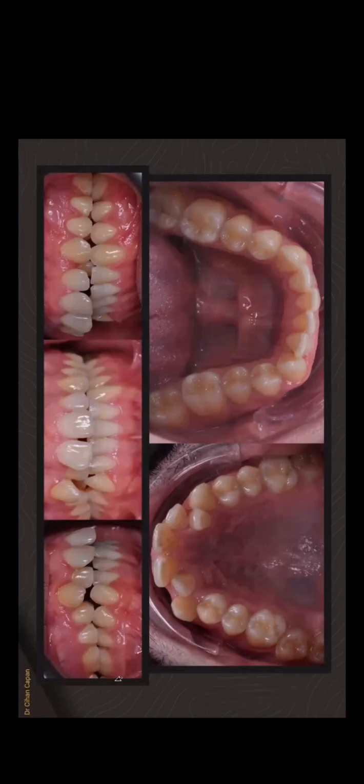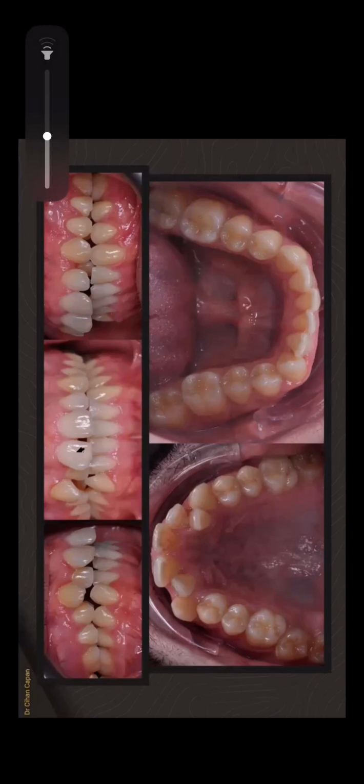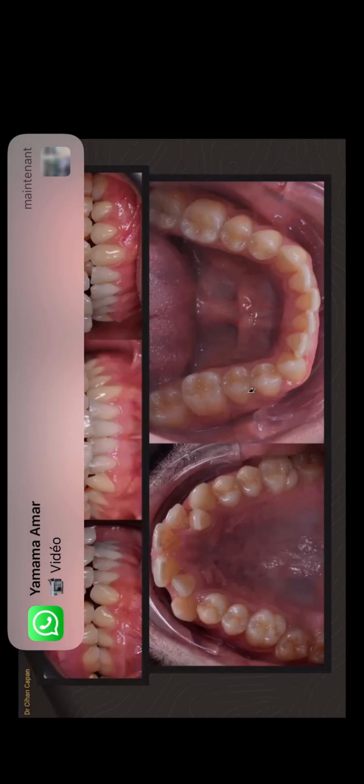So what we have here is a class 2 relationship on the molar, and the canine on the right side. And the canine is a little bit infrapositioned. We have proclined incisors, as you see, on the lower and upper. And there are midline discrepancies. We have an axial angle problem on the incisors, as you can see. And you can see the supernumerary lateral and the class 2 relationship of canine and molar on the left side again. So we have a narrow upper jaw and a slightly narrow lower jaw. Thank God, we don't have too much work on the lower jaw.